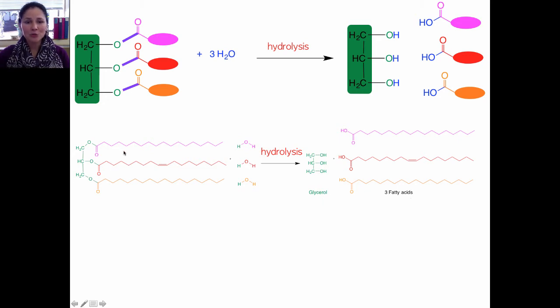Make sure that when you draw these reactants and products, the same fatty acid tails are in your reactants and in your products. Nothing about the fatty acid tail has changed. The only change has been in the ester functional group going from an ester to alcohols and carboxylic acids.